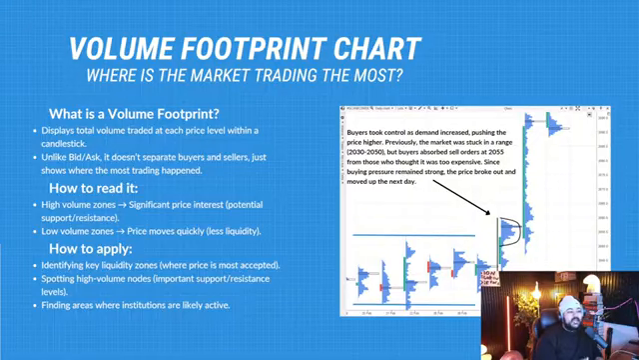How do you apply this? Identifying key liquidity zones where price is most accepted, spotting high volume nodes where important support and resistance levels are, and finding areas where institutions are likely active. You can see here that buyers took control as demand increased over here, and this area acted as a support level when we continued back in here, this little volume shelf, and then the market bounced from there. So you can use this as confluence in your already existing supply and demand zones.